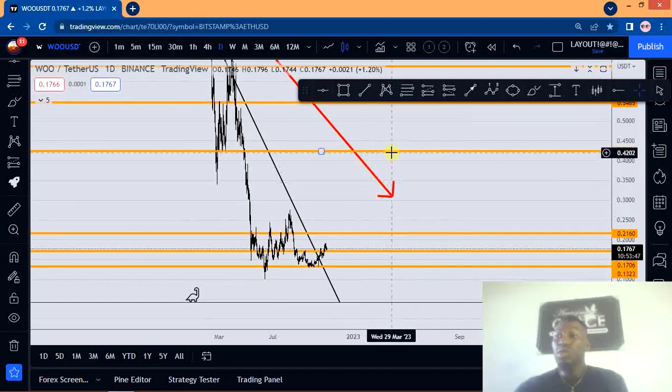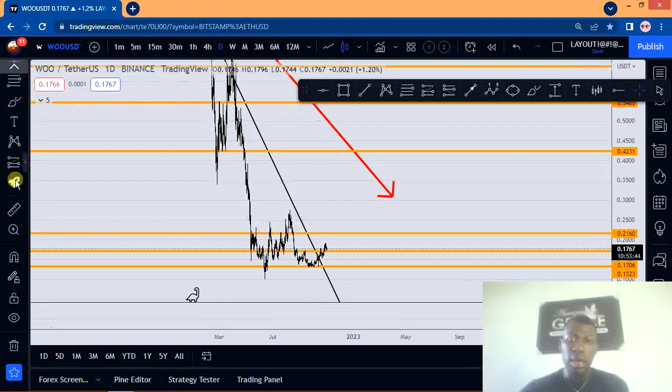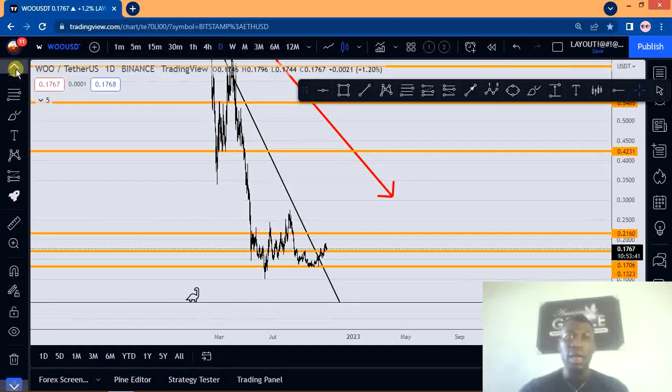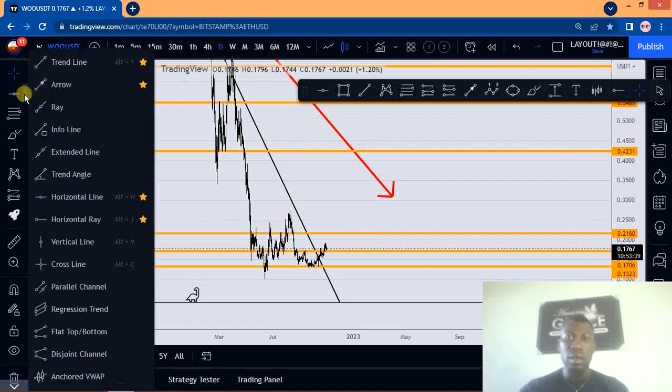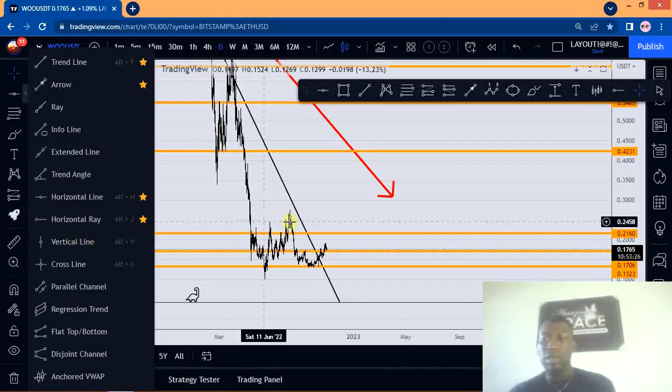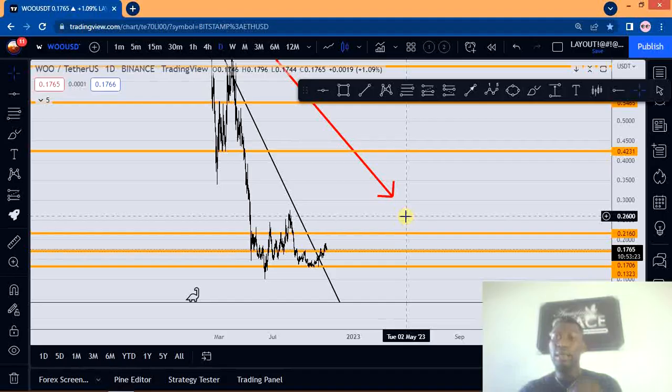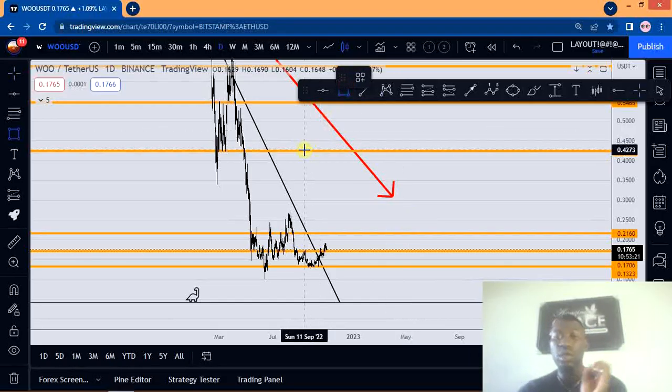Then myself, I sometimes use a triangle as well. The essence of drawing using a rectangle sometimes is so that I am also able to draw the wicks. Where you would use the rectangle is in the 1 hour and 4 hour time frames. Nonetheless, let's just get on with this.